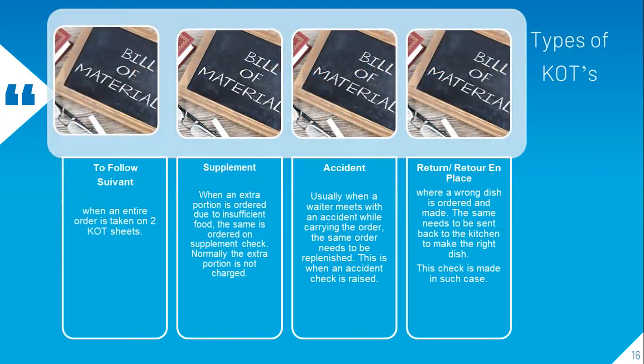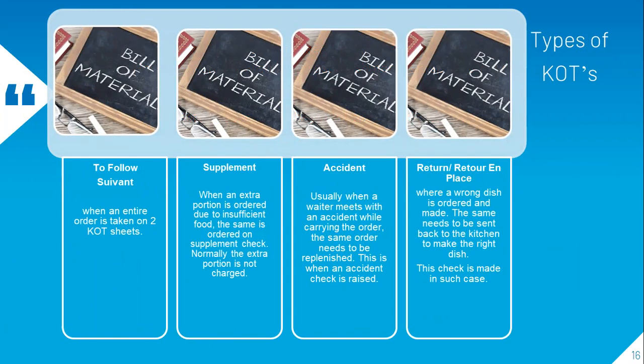Now quickly let's talk about types of KOTs. We're going to talk about 4 types of KOTs. The first type of KOT is to follow. This is where you're using 2 different KOT sheets to write one order. So let's say you have a food order of 6 courses. First sheet of KOT will have 4 courses and another sheet of KOT will have the next 2 courses. This is called as to follow KOT.